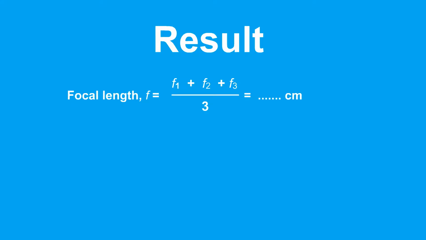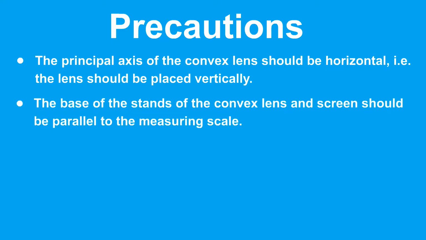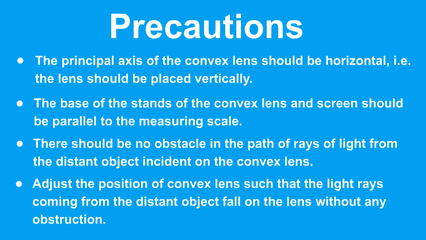how many centimeters? Precautions: the principal axis of the convex lens should be horizontal, that is, the lens should be placed vertically. The base of the stands of the convex lens and screen should be parallel to the measuring scale. There should be no obstacle in the path of rays of light from the distant object incident on the convex lens. Adjust the position of the convex lens such that the light rays coming from the distant object fall on the lens without any obstruction.